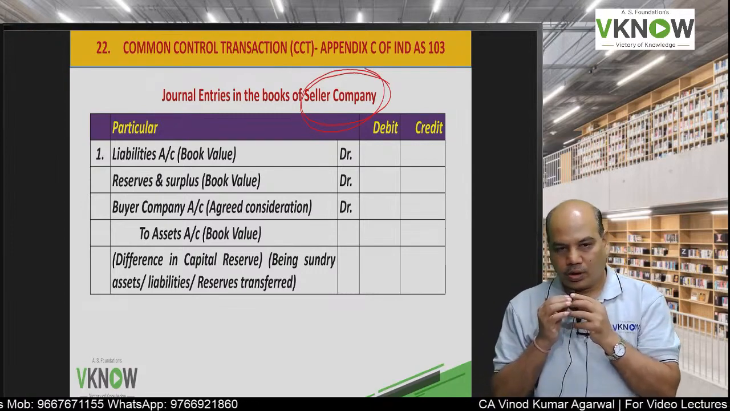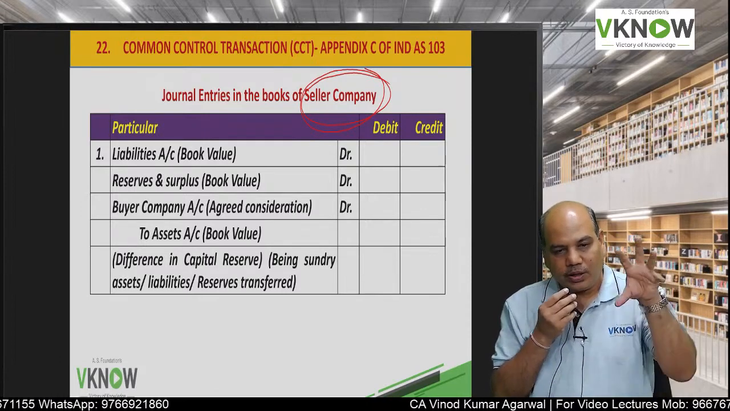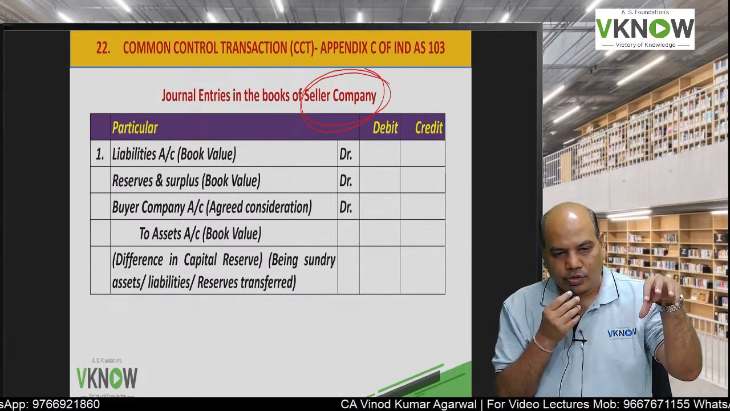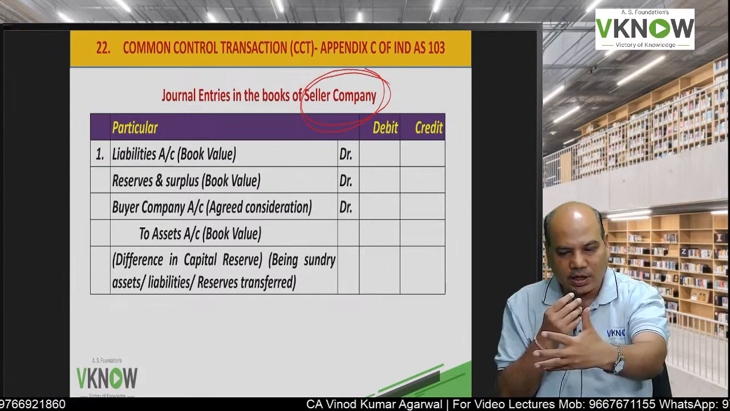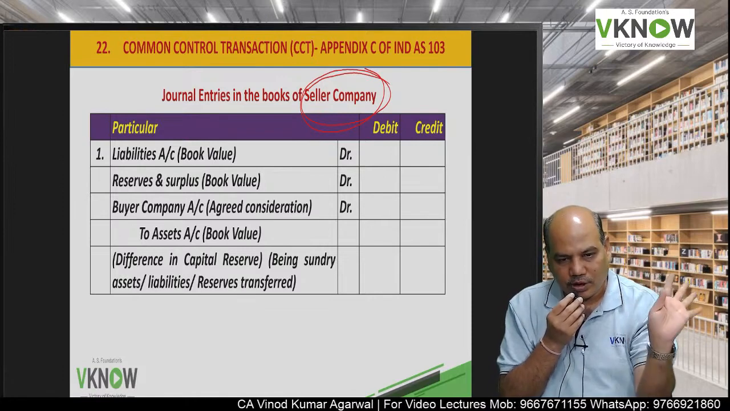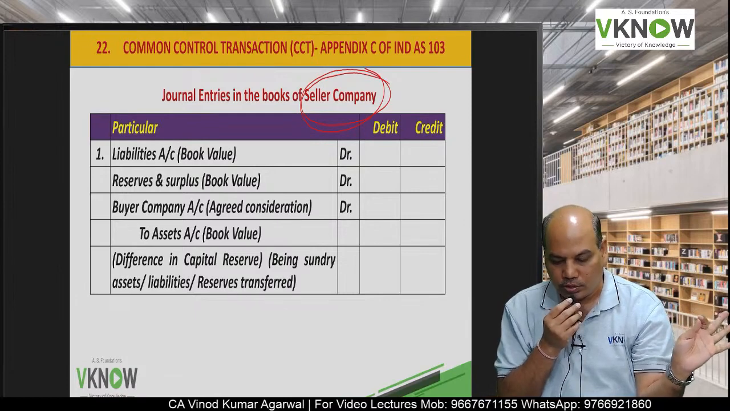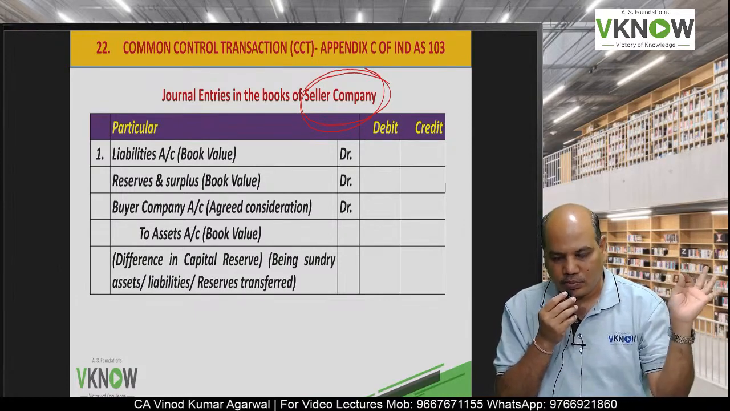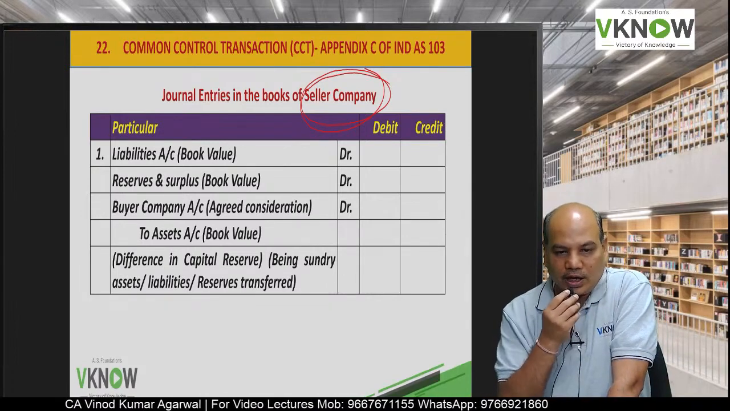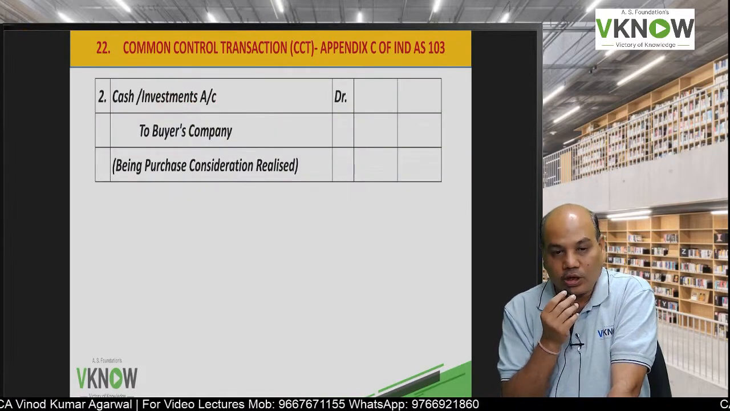Pay attention. Two companies are there, A and B, but the transaction falls under common control transaction. So in the books of B, that is the seller company, they have to remove from their books liabilities, debit. They have to remove reserve and surplus, debit at book value, buyer company account debit for any agreed consideration, and assets account at book value. So there can be some difference here. That difference will be adjusted in capital reserve, not in goodwill.